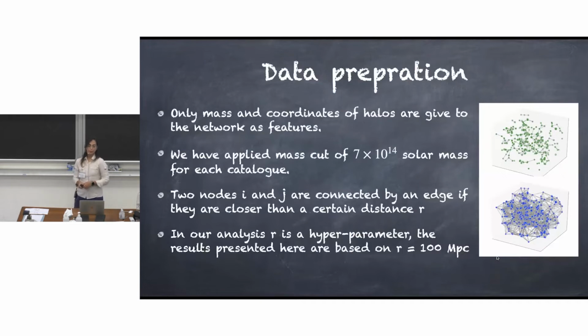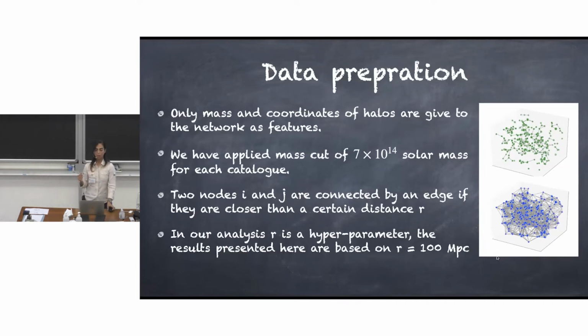So after taking these dark matter halo catalogs, I need to prepare the graph that I was telling you about. I take each realization of these halo catalogs and then I create the graph. Only the mass and coordinates of halos are given to the network as features. I'm not using any other information. Then we applied a mass cut of 7 × 10^14. It's a very huge mass, but I am interested in the massive halos because they are more affected by the dark energy.